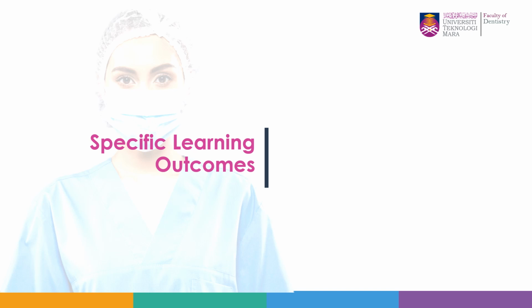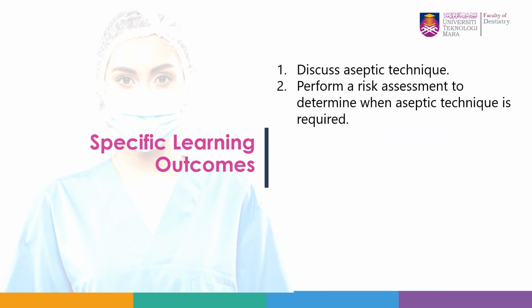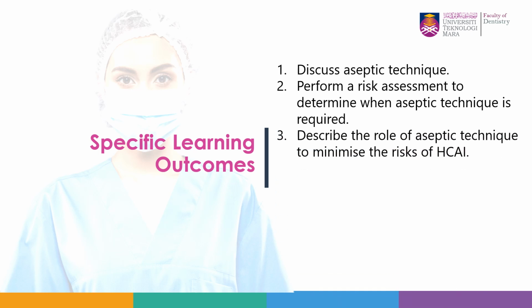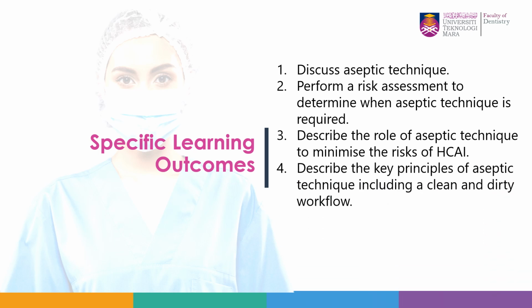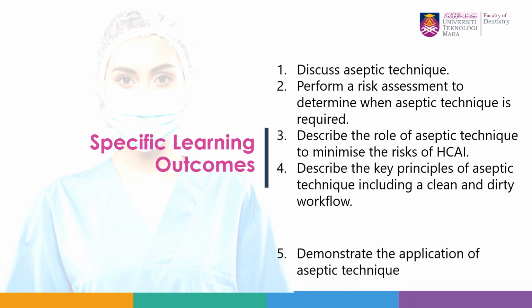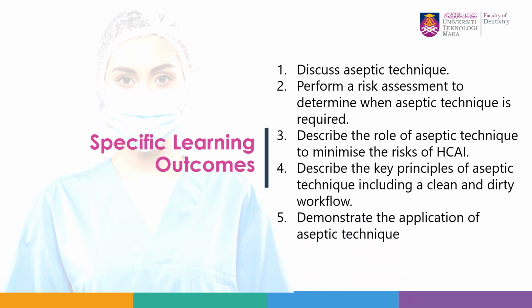Specific learning outcomes for this topic. Number 1, to discuss aseptic technique itself. Number 2, perform a risk assessment to determine when aseptic technique is required. Number 3, describe the role of aseptic technique to minimize the risk of HCAI. Number 4, describe the key principles of aseptic technique, including a clean and dirty workflow. Number 5, demonstrate the application of aseptic technique.